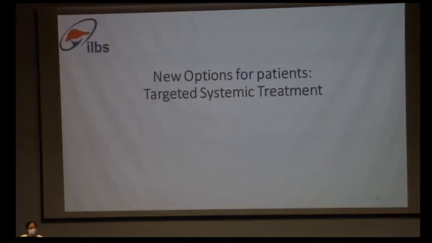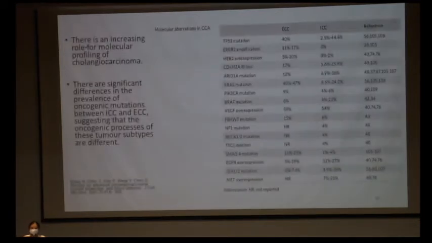So now we have some new options for these patients, targeted systemic treatments. And there's an increasing role for molecular profiling of cholangiocarcinomas. There are significant differences in the prevalence of oncogenic mutations between intrahepatic and extrahepatic cholangiocarcinoma, suggesting that the oncogenic processes of these tumor subtypes are different.